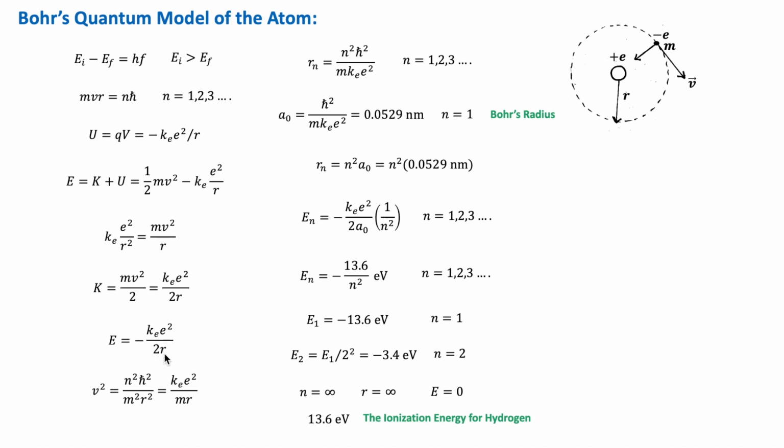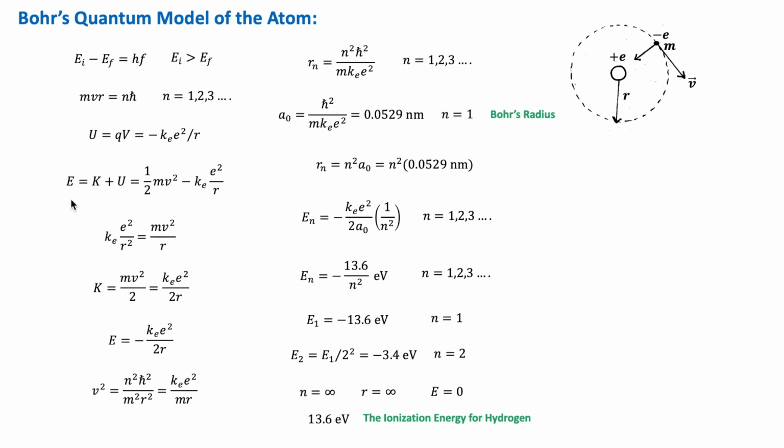And note here that this total energy is negative. And this indicates that the system is a bound electron-proton system, okay? So an energy of plus ke e squared over 2r must be added to the atom to just free or just remove the electron and make the total energy zero.